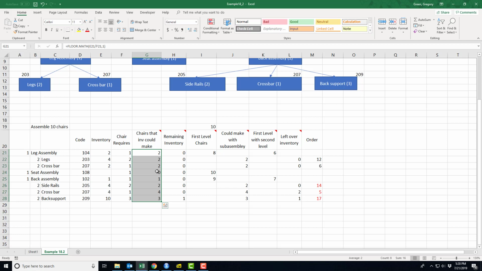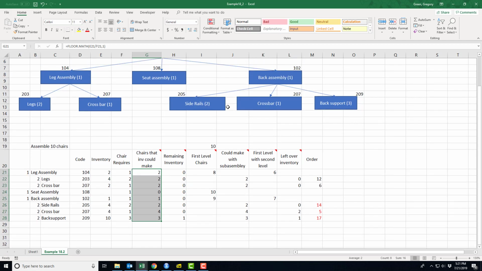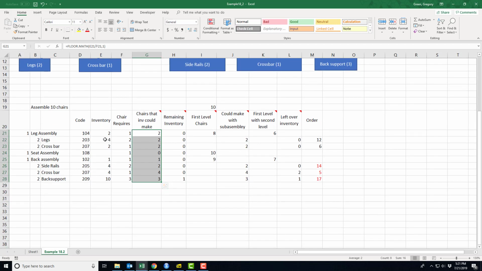So here's what I did. I said, okay, here are the numbers of things that are in inventory. Here's what I need for each chair. Those numbers are simply coming from up here. So 1 chair requires 1 leg assembly. I said, okay, let's take our inventory and decide how many chairs each item in inventory could make. Well, that was pretty easy.